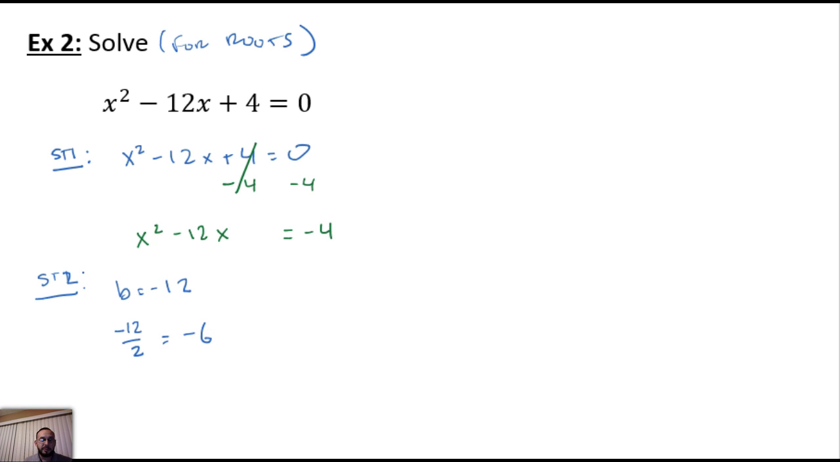You'll thank me later when we prove the quadratic formula. So I'm going to go ahead and take this negative 6, and I'm going to square it. When I square it, I get 36. So that's step 2. So now I'm going to go to step 3.